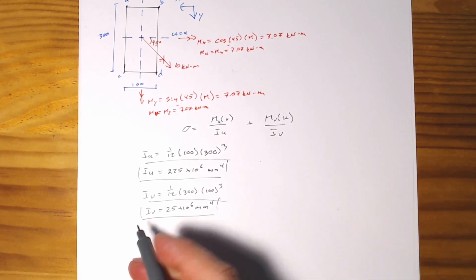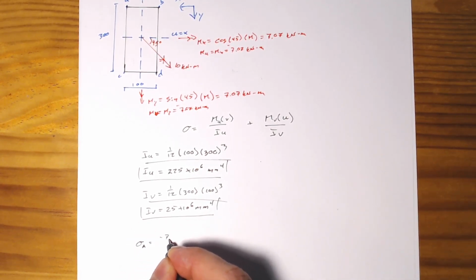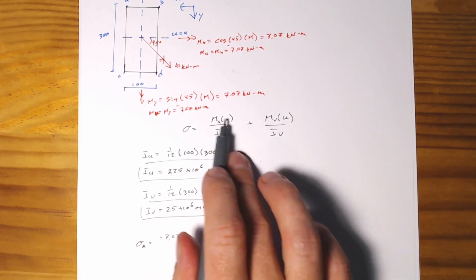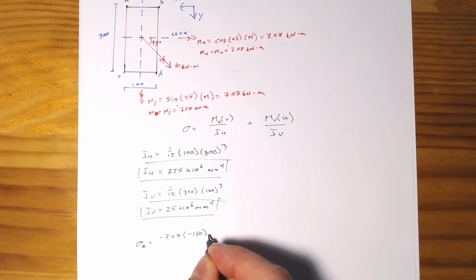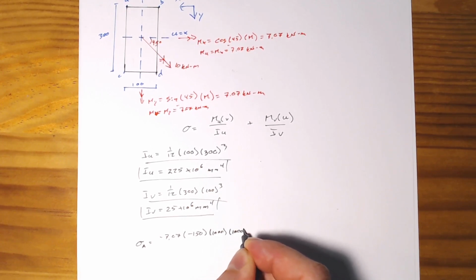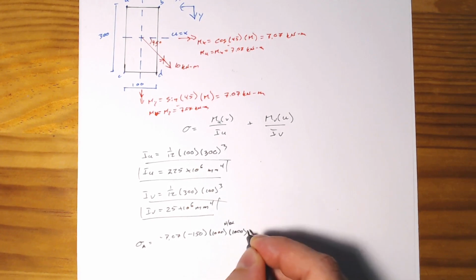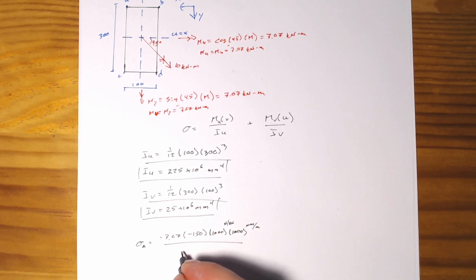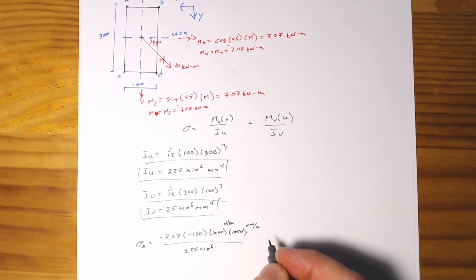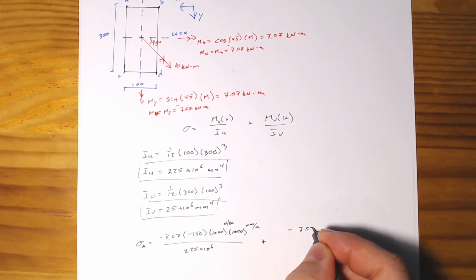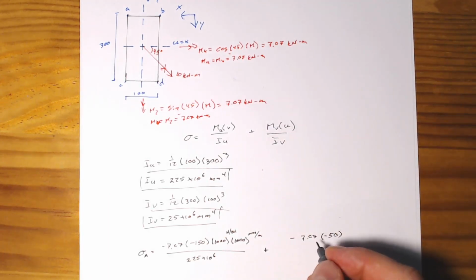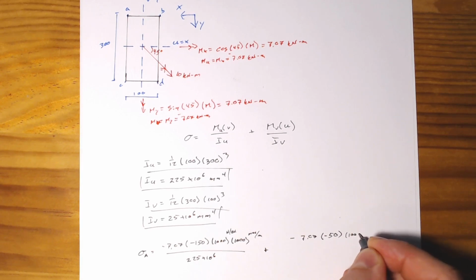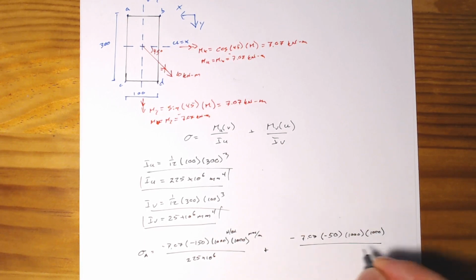All right, so here we go. Sigma A equals negative 7.07 times the distance V up, which will just be minus 150, since Y is pointing down, times 1,000 times 1,000 to get us into newtons and millimeters, over 225 times 10 to the 6th, plus negative 7.07 times negative 50, because we're going over 50, times 1,000 times 1,000 over 25 times 10 to the 6th.